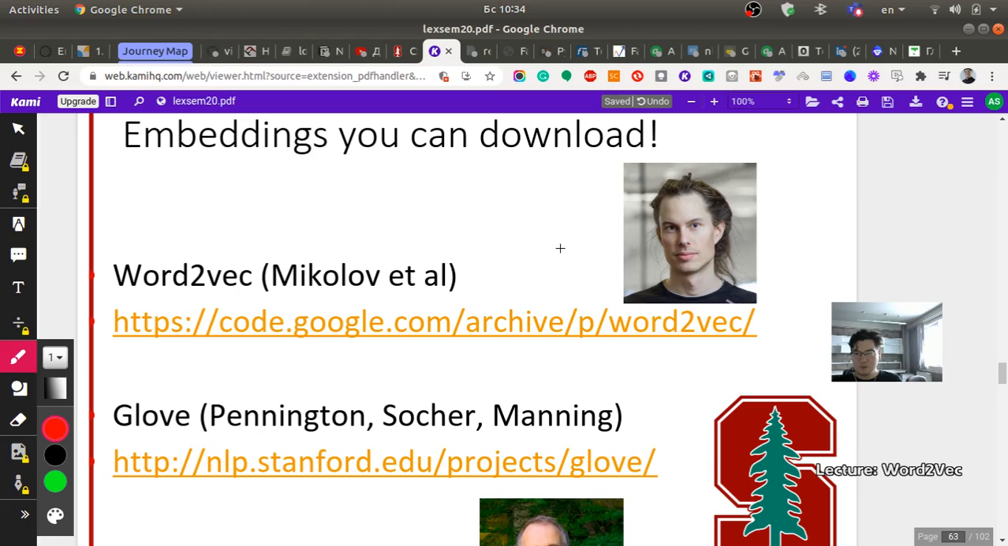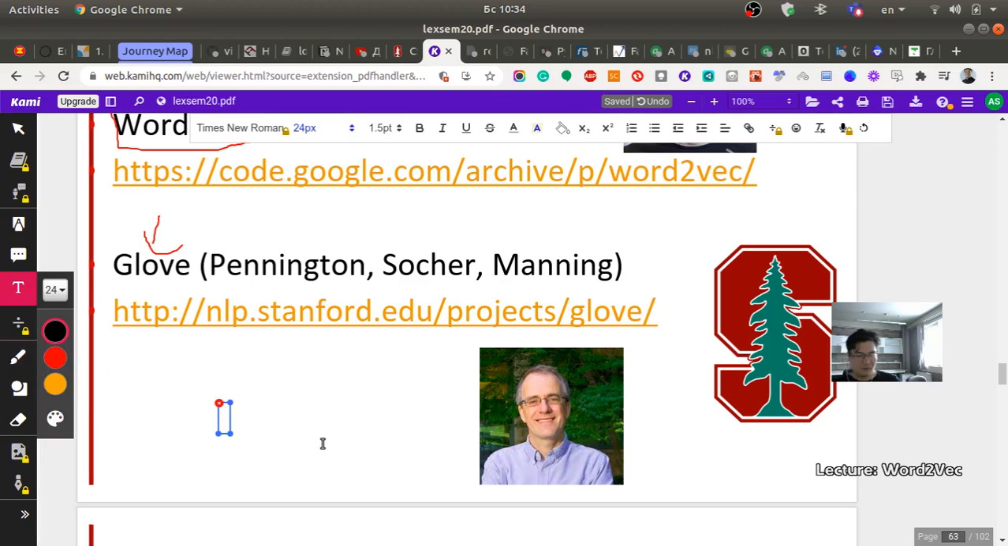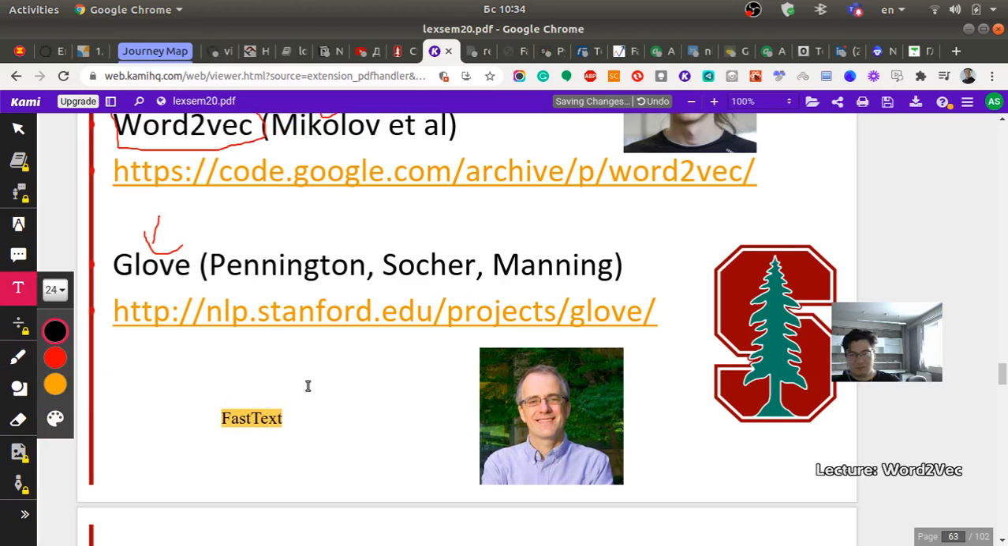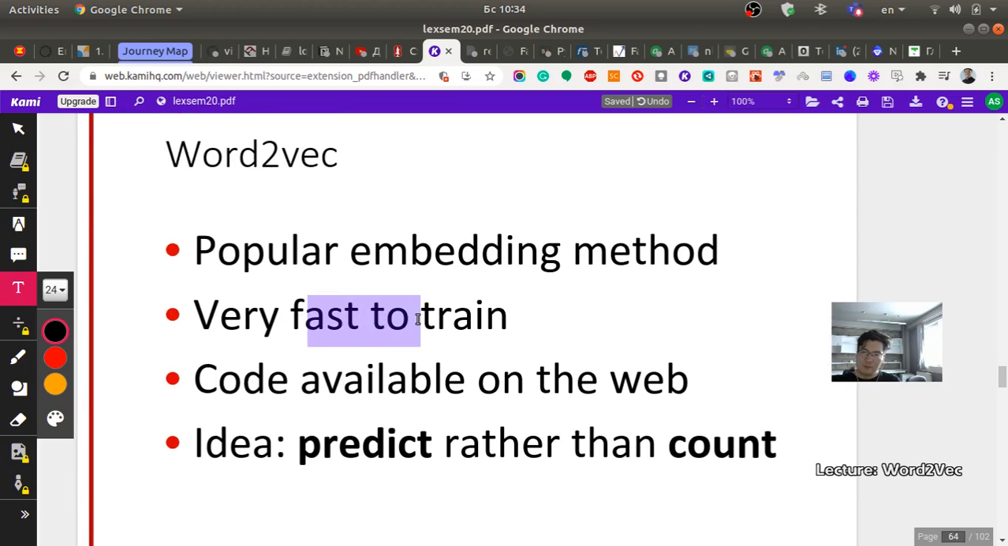The person who created the first version, or maybe there were some researchers before, but the name word2vec was presented by Tomas Mikolov, who created and implemented it. And after that there is GloVe. Also there is fastText, which is some improvement of the word2vec method. Very fast to train, code available. The idea: predict rather than count.